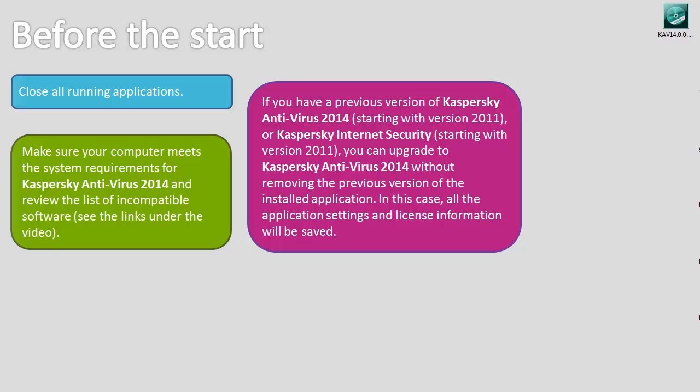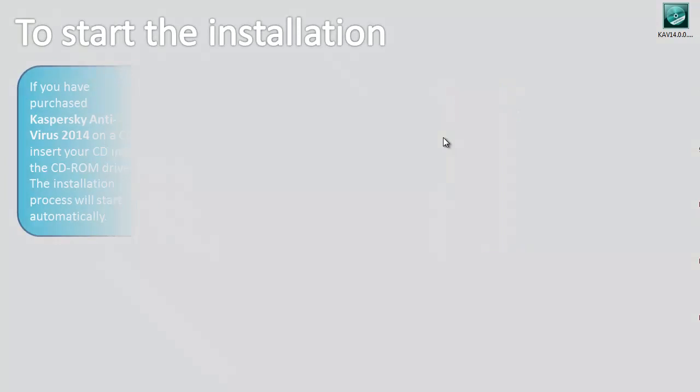To start the program installation, if you have purchased Kaspersky Antivirus 2014 on a CD, insert your CD into the CD-ROM drive. The installation process will start automatically. If the installation of Kaspersky Antivirus 2014 is not started automatically, you should run the installer file manually.